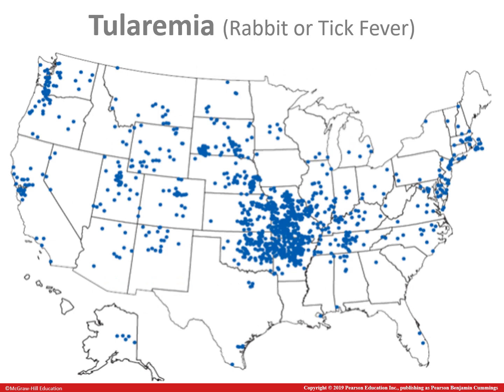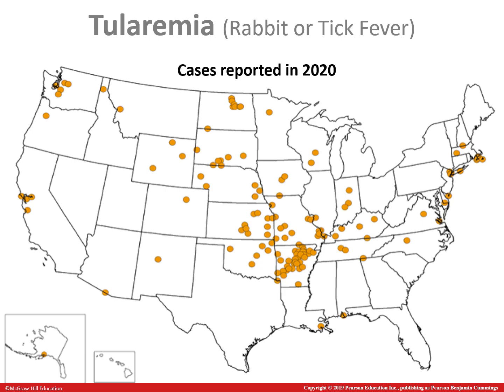So most people don't even know about tularemia, and we live essentially here in Arkansas. We are in tularemia central. So the highest cases tend to be in Arkansas, Oklahoma, and Missouri. Some of the most recent data was from 2020, and you can see here there's quite a few cases reported in Arkansas.